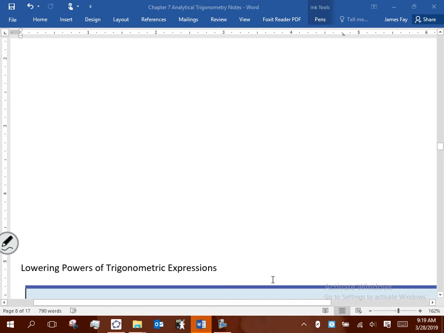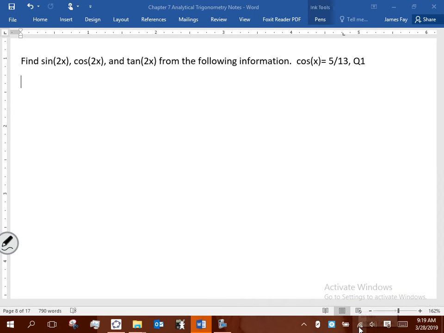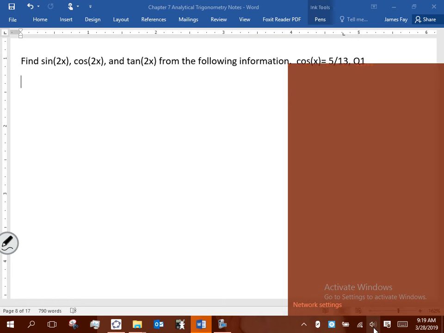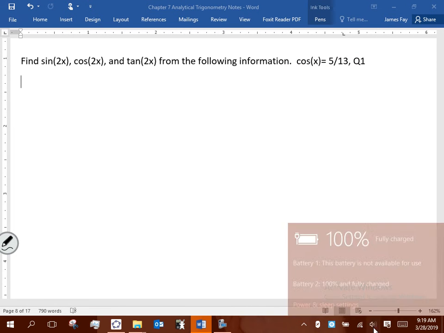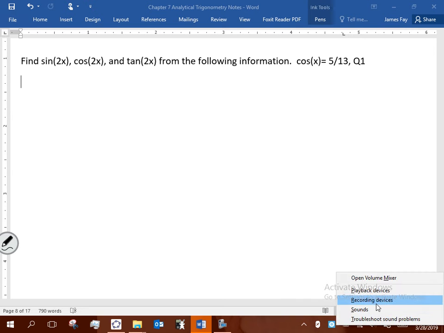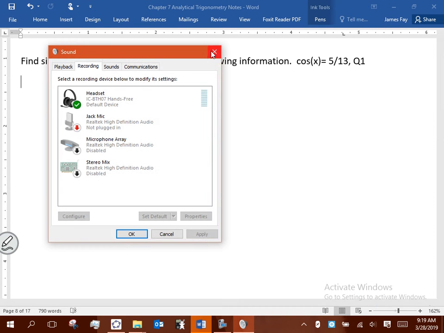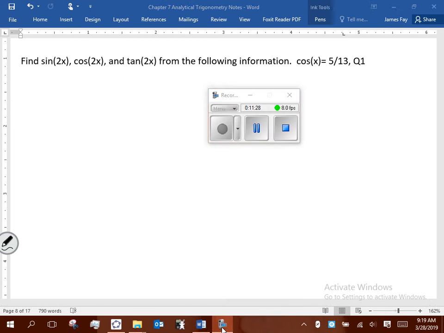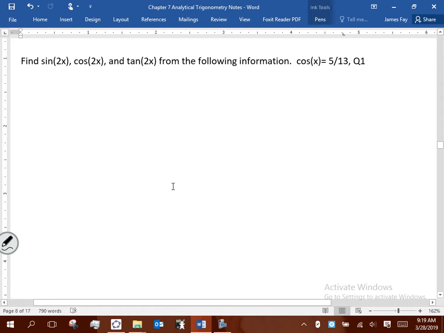Okay, so this question says sine of 2x. Let me make sure I'm recording here. I don't think I am. Yes. Awesome. All right. So sine of 2x, cosine of 2x, tangent of 2x from the following information. They tell us cosine of x is 5/13, and it's in quadrant 1.